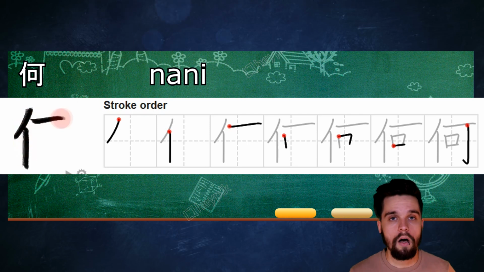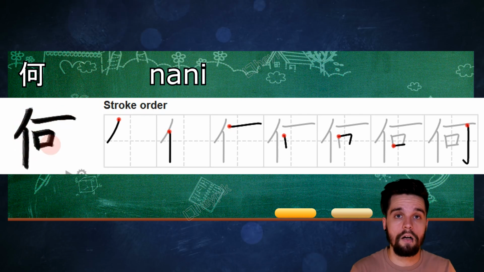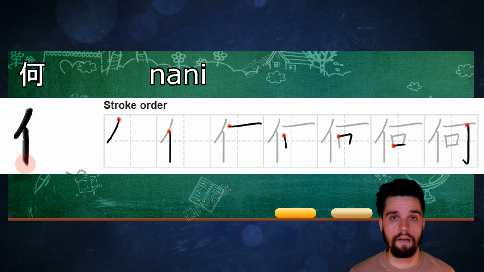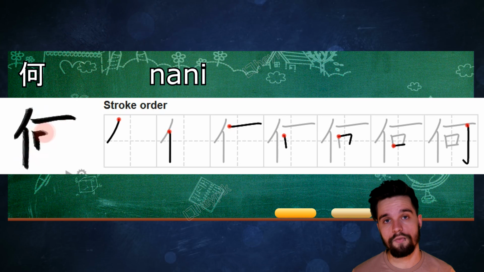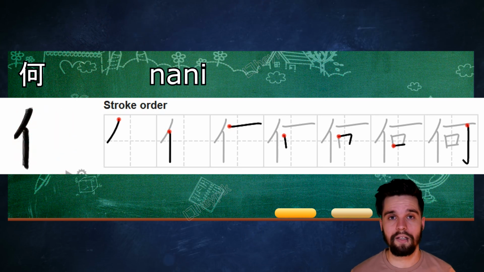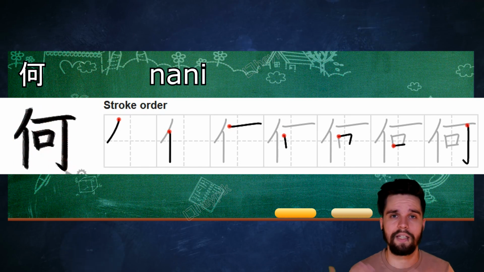Some other rules are horizontal lines first, very long lines second, dots and stuff like dashes are added at the end. Now there are a lot more stroke order rules, but I will not go over them because I don't feel like you need them at the moment. Once we go into really difficult stuff, we can talk about it.